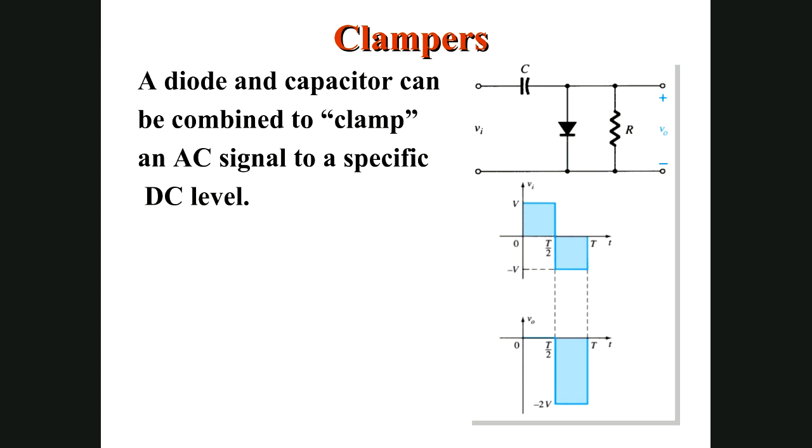Now, as far as clamper is concerned, it is again a circuit having diodes and resistors. One additional thing we have got is a capacitor. And to understand this circuit, you must understand the capacitor very well. Fine. So what a clamper does: a clamper is used to clamp or shift or move your signal.